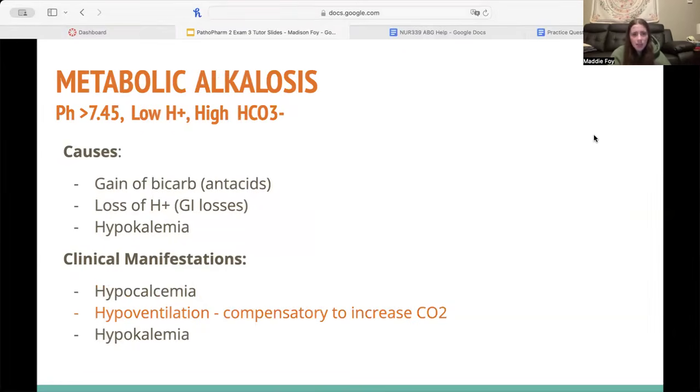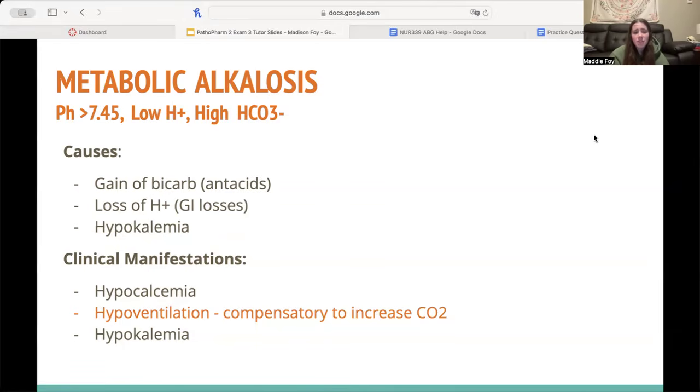Metabolic alkalosis then is the opposite. So we are going to see a high pH and a high bicarbonate. Those are going to match. Your high pH is showing alkalosis and your high bicarbonate is showing alkalosis. Causes here are pretty much directly in opposition to those of metabolic acidosis. You're going to see a dramatic gain of bicarb. That can be through excessive antacid administration, loss of hydrogen ions through GI losses, or hypokalemia.